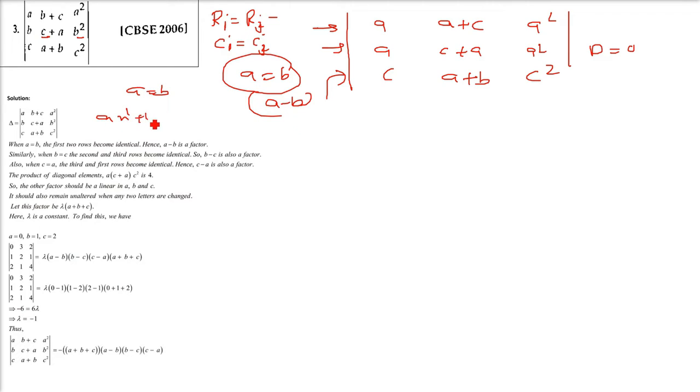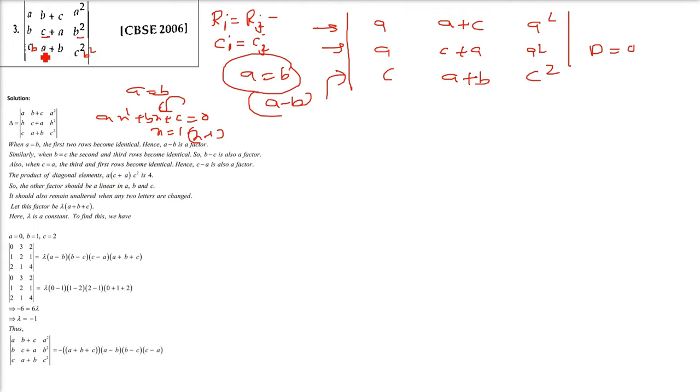If we take any expression like this, ax square plus bx plus c, for what value of x the expression is going to be 0, that value is called the root. That is, say x equals 1, for example, so x minus 1 is the factor. Similarly, the same logic goes for when we put b equals c. When we put b equals c, what will happen? The second and third rows will become equal.